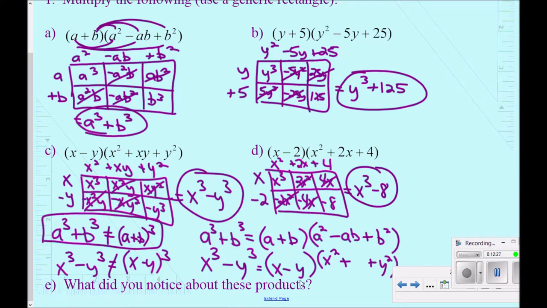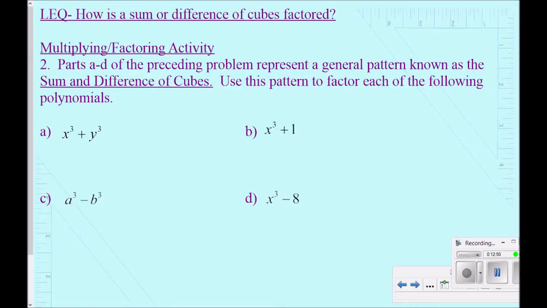Here, x and y, disregarding the sign, x, y. And again, I'm disregarding the sign because I already know the pattern is minus, plus, plus. Okay, and that is how we factor sum and difference of cubes. So the next thing we did in class was we tried part 2, A through D.